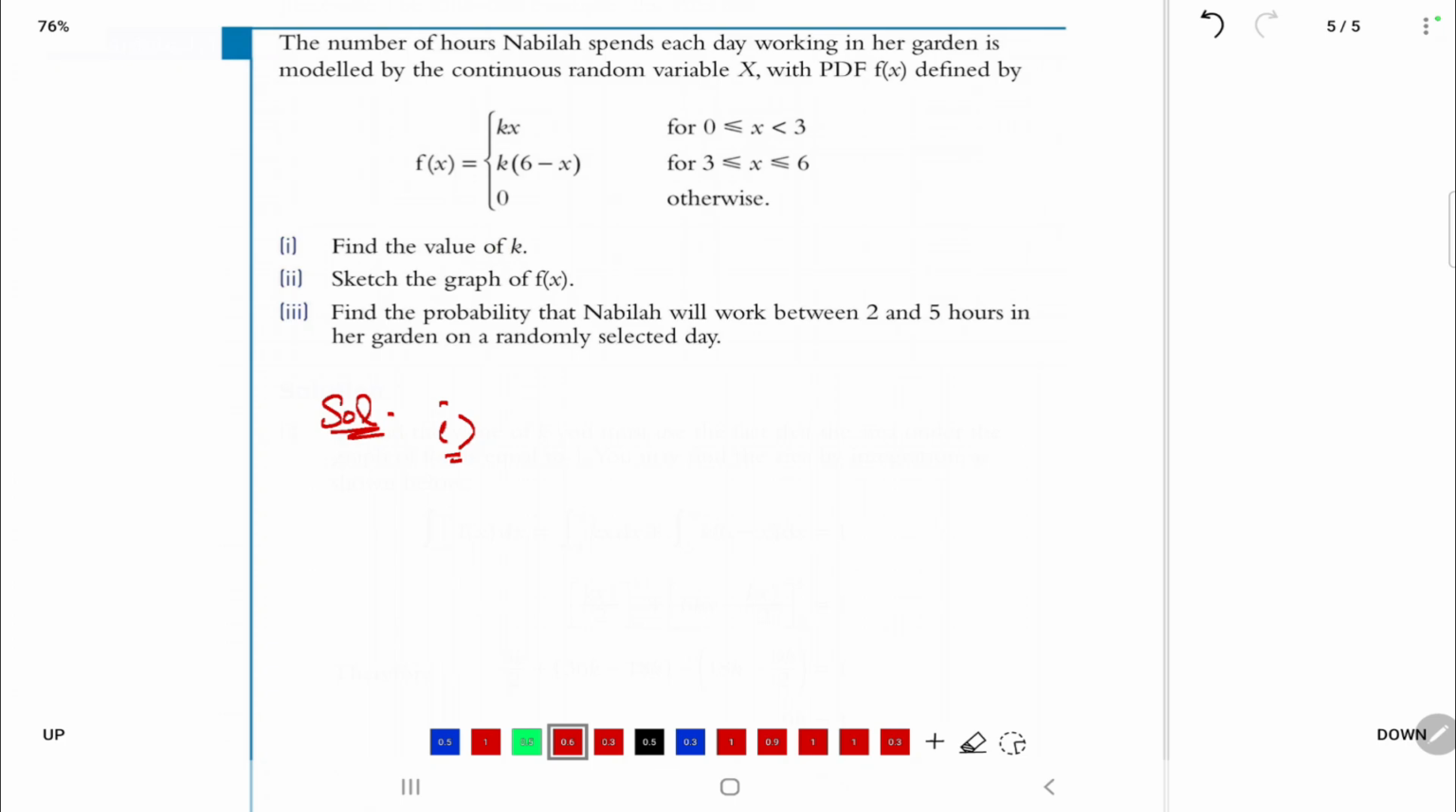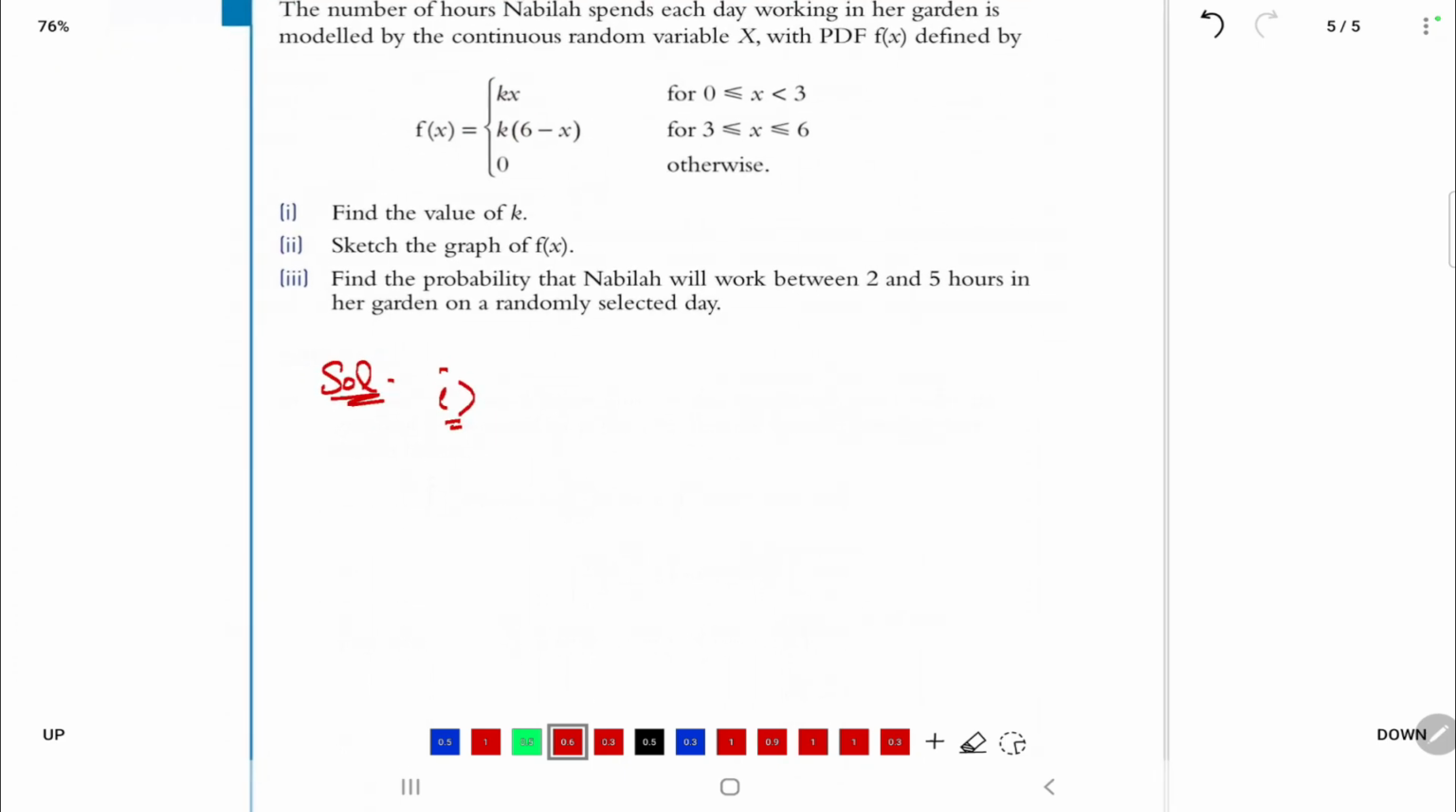Okay, to find the value of k, we must use the fact that the area under the curve, because this one will represent a function, and it will be a curve. So if we graph this function, we can see that it is composed of two lines.